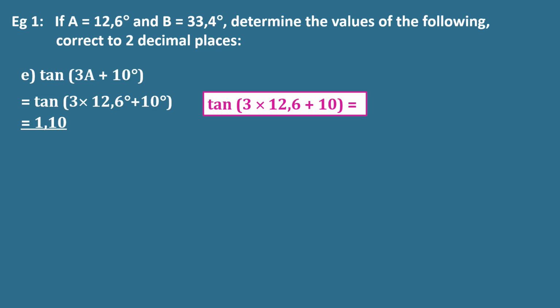Now, is it necessary to put the 0? Definitely, because they've asked you to round off to 2 decimal places. So make sure you show 2 decimal places.